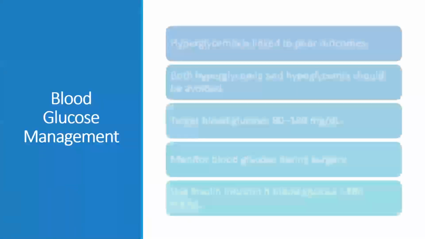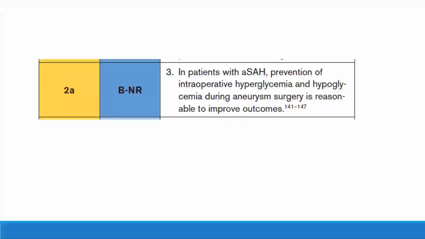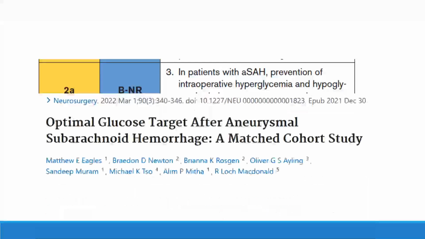Blood glucose management. Hyperglycemia is linked to poor outcomes. Both hyperglycemia and hypoglycemia should be avoided. Our target blood glucose should be 80 to 180 milligram per deciliter. We have to monitor blood glucose during surgery. In patient with subarachnoid hemorrhage, prevention of intraoperative hyper and hypoglycemia during aneurysm surgery is reasonable to improve outcome.